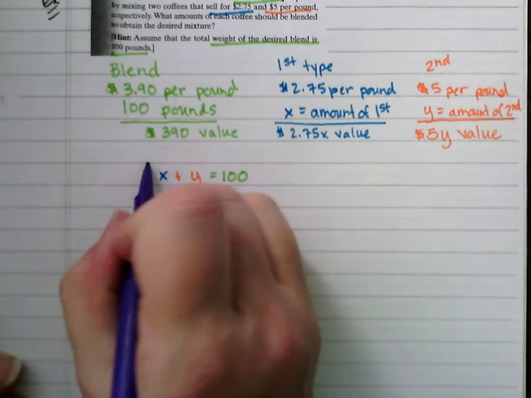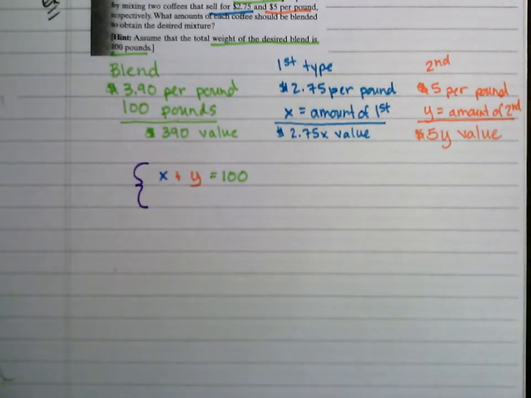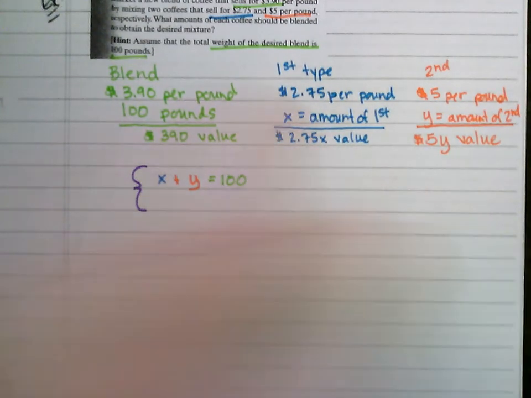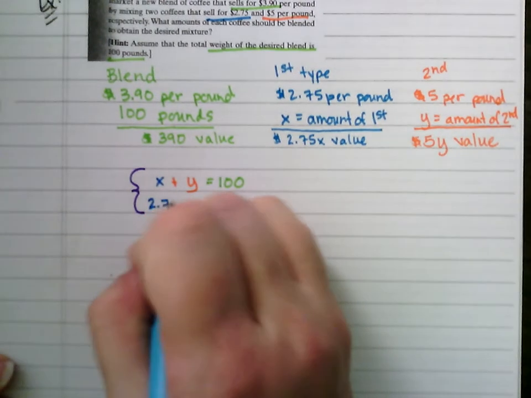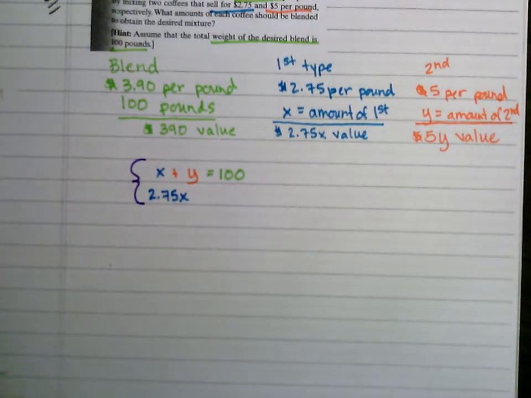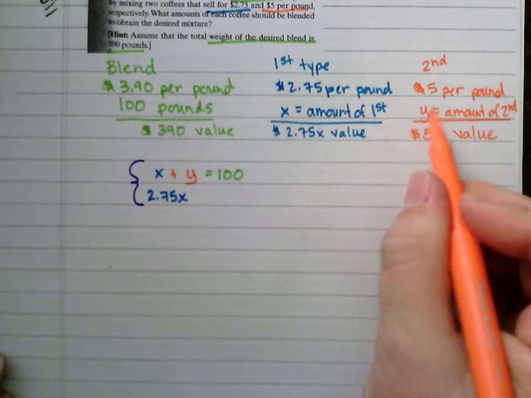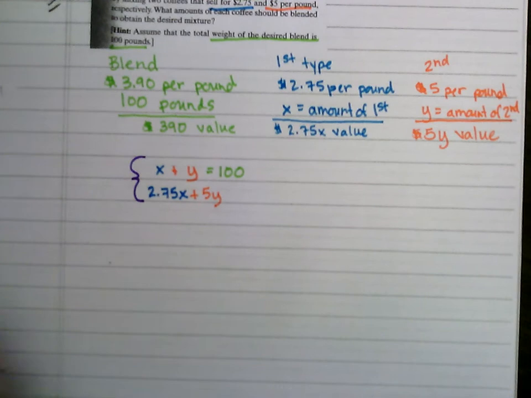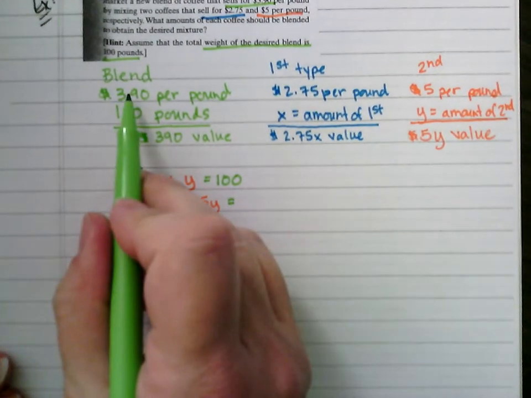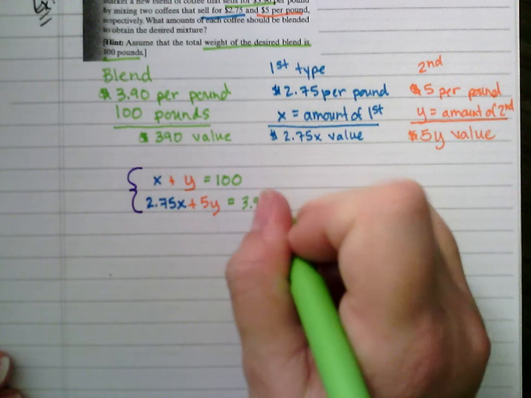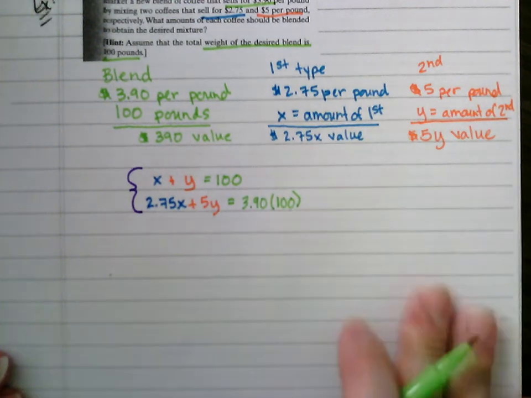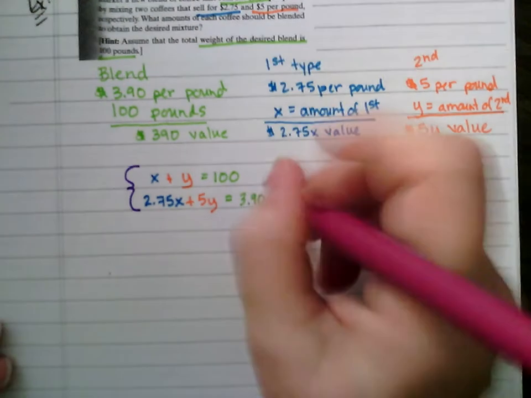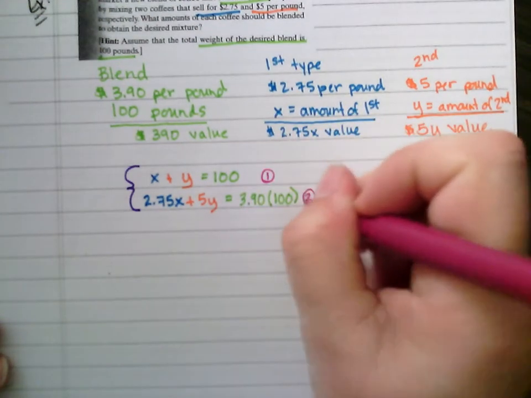And then the value equation is going to be like how much money we're spending. So we would take the cost per pound times the number of pounds. So 2.75x. And then we're going to add the second mixture, cost per pound times number of pounds. So 5y. And then we're going to take the blend altogether, cost per pound times number of pounds. So those are our two equations. And we would solve these either by substitution or elimination.